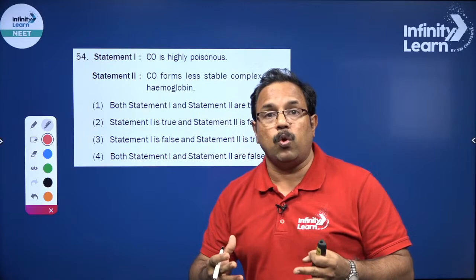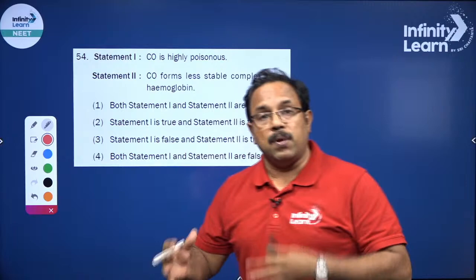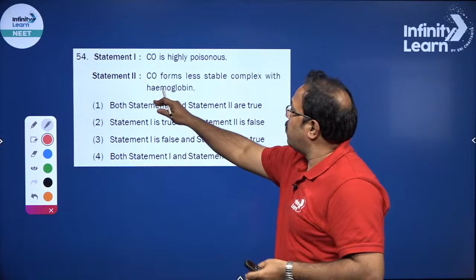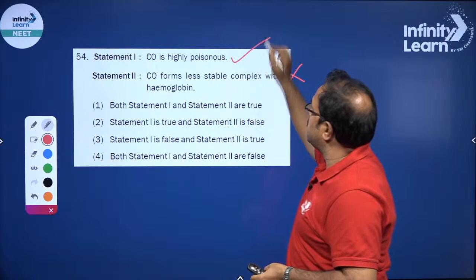That's why most of the people, whenever there are fire accidents, because of the partial combustion, the carbon monoxide generated combines with hemoglobin to form carboxyhemoglobin. It's a stronger bonding than oxyhemoglobin. Therefore, CO forming less stable complex is incorrect, and CO is poisonous is a correct condition. This you have to remember.